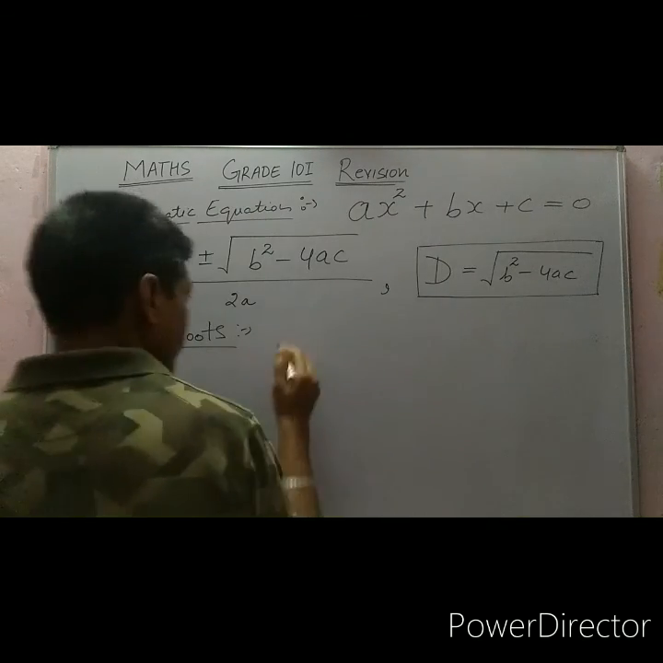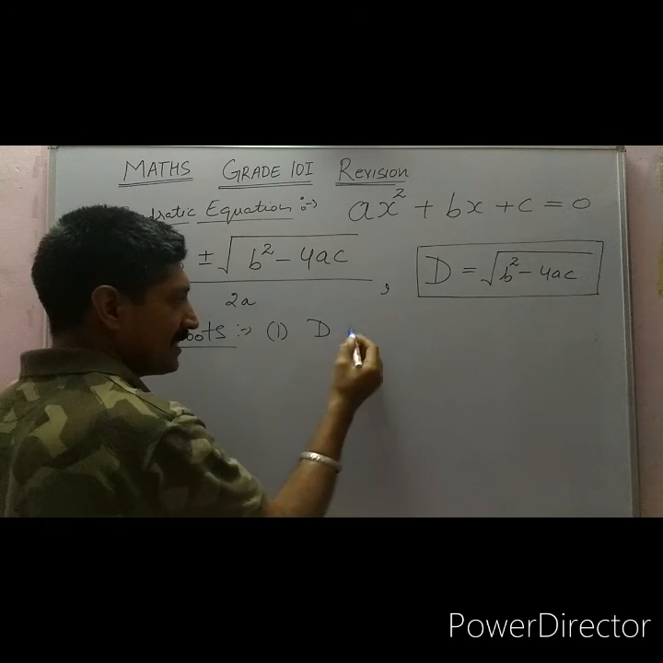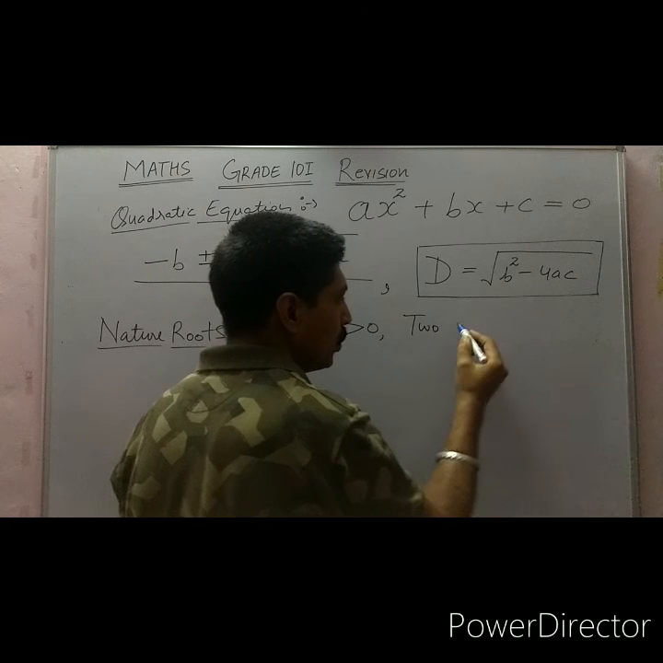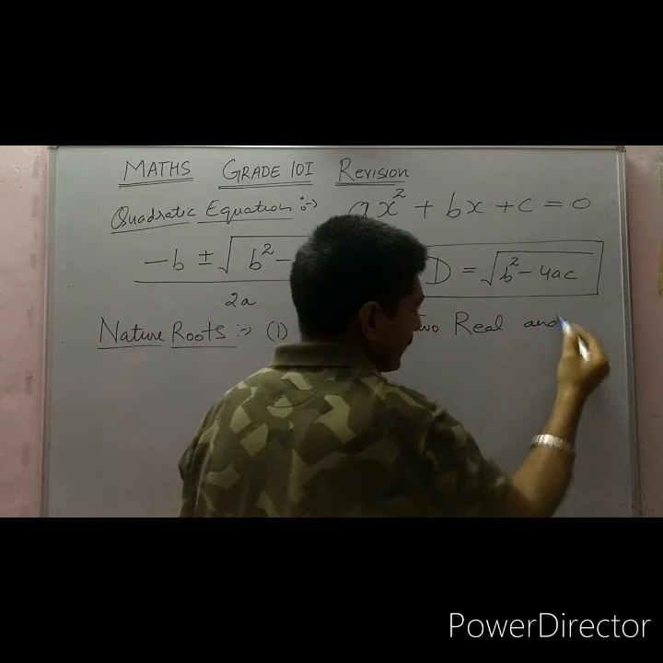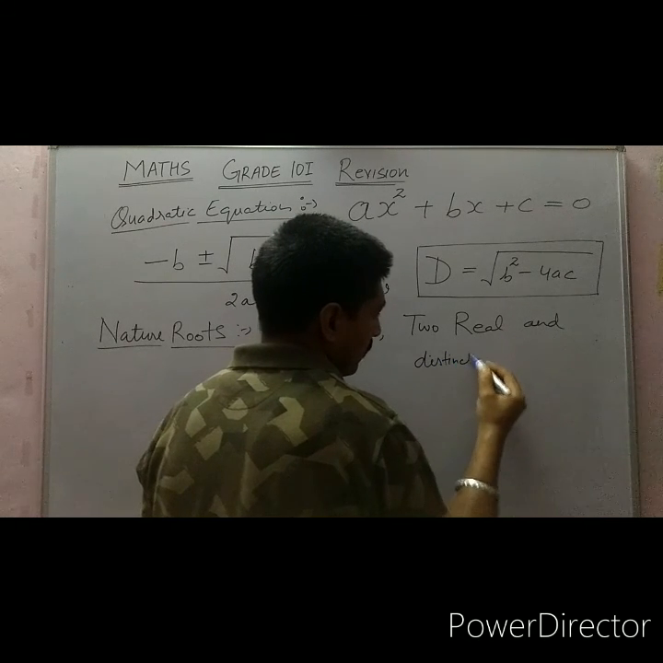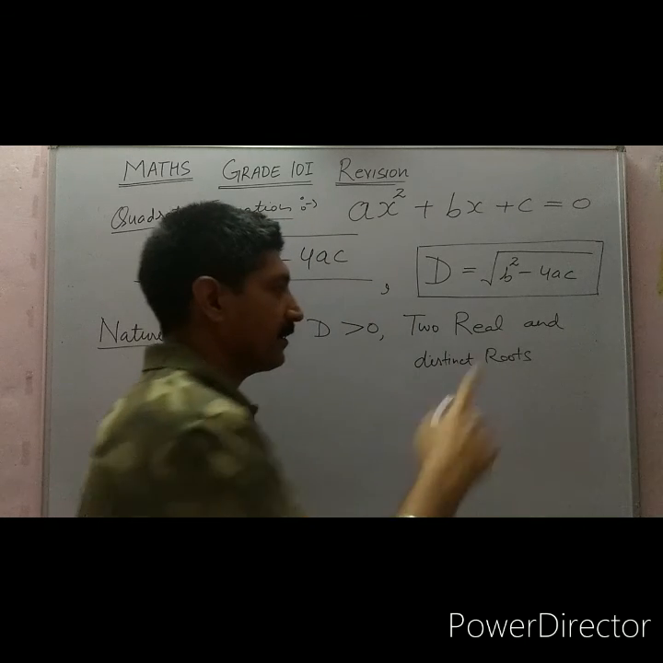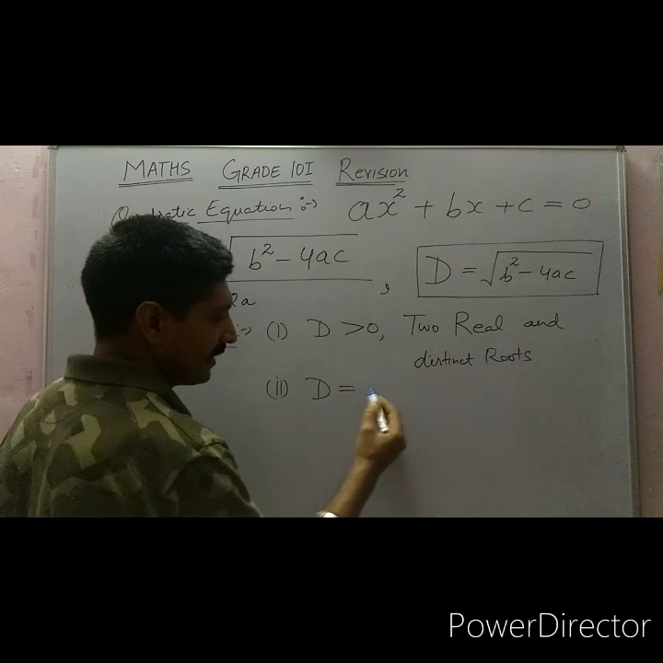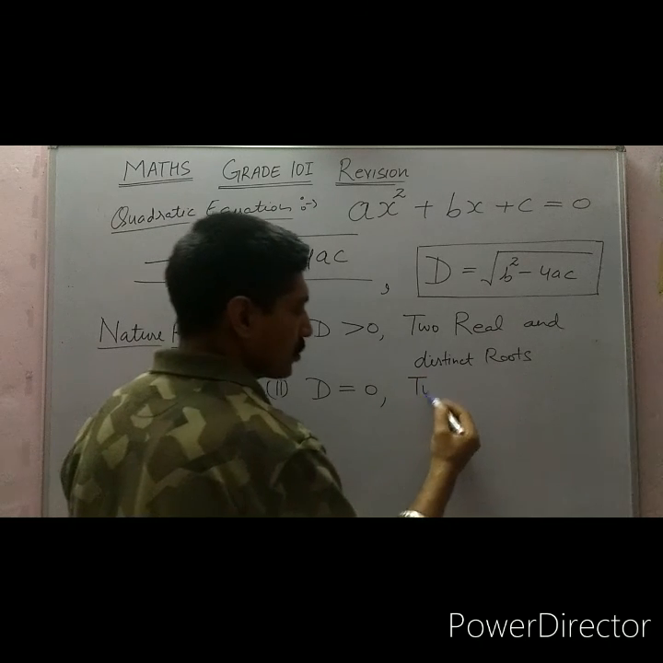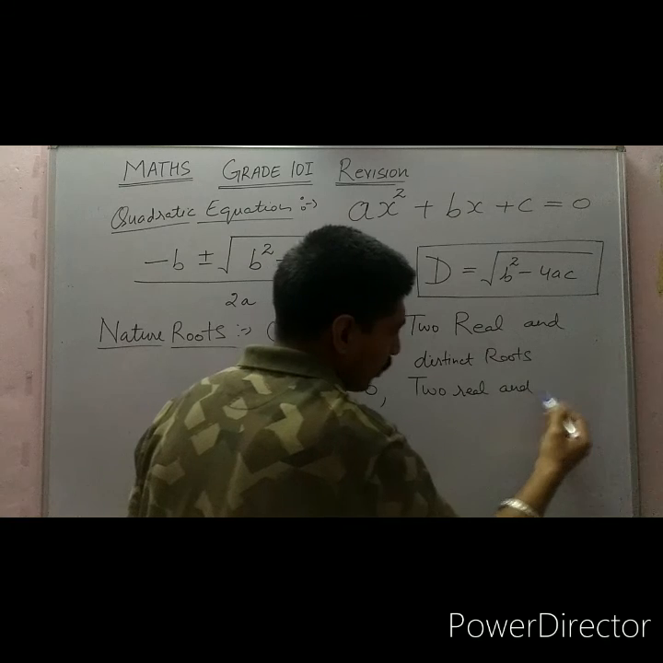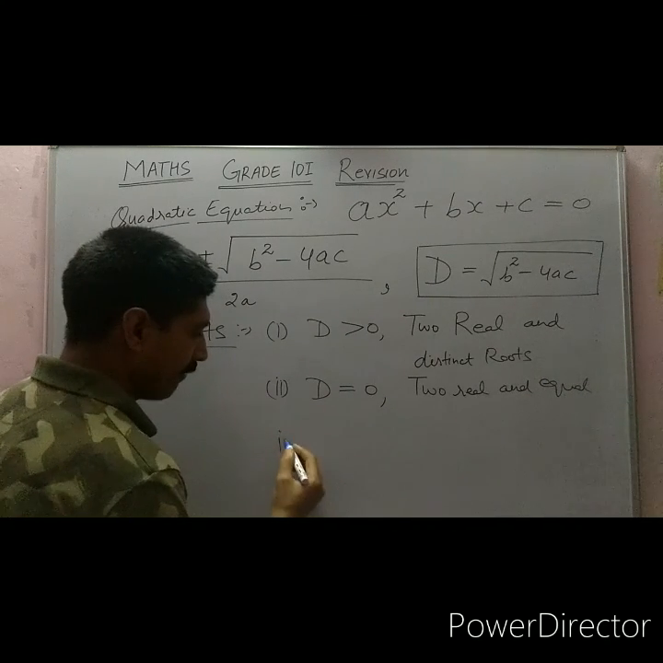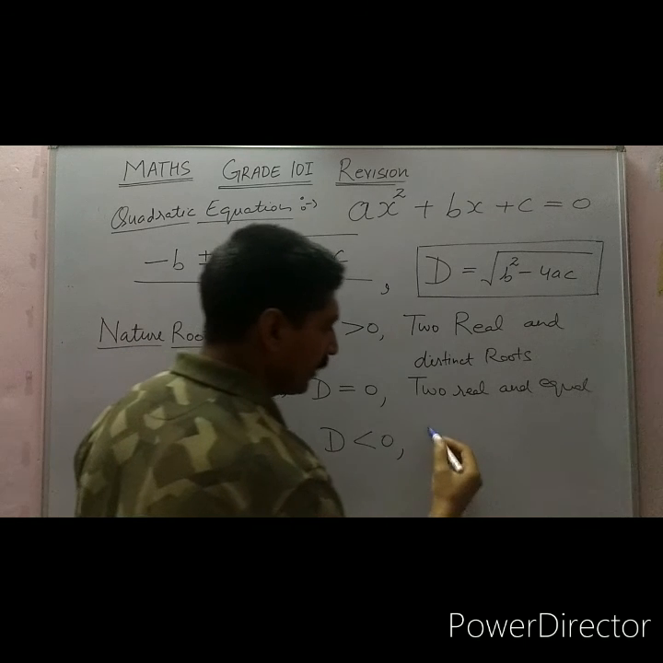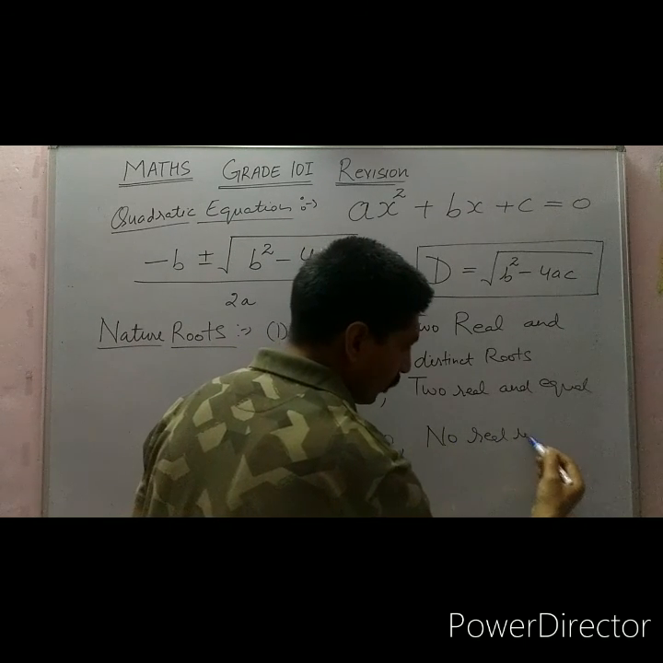So the first condition: if the discriminant is greater than 0, then we have two real and distinct roots, which means both values are different. Second, when the discriminant is equal to 0, then we have two real and equal roots. Whereas if the value of d is less than 0, if this value is negative, then no real roots exist.